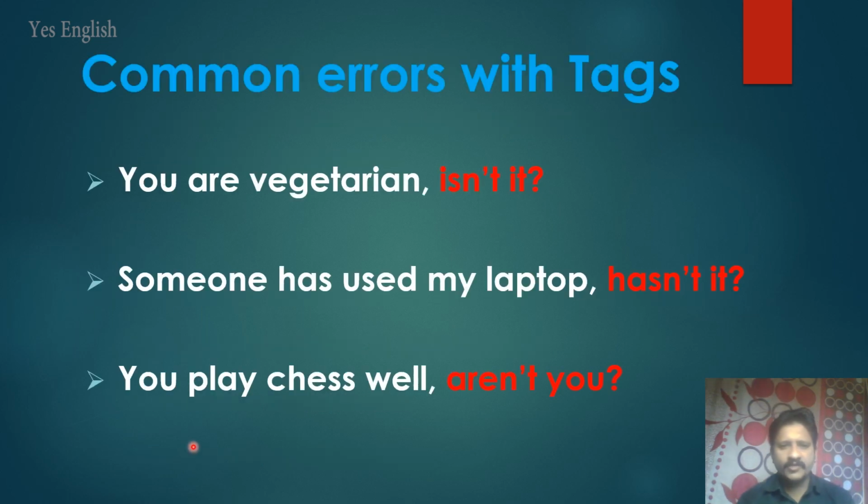Now let's look at some of the common errors with tags. Okay, number one, you are a vegetarian, isn't it? Someone has used my laptop, hasn't it? You play chess well, aren't you? So these red letters here show that this is a wrong tag. Okay, you are a vegetarian, isn't it?